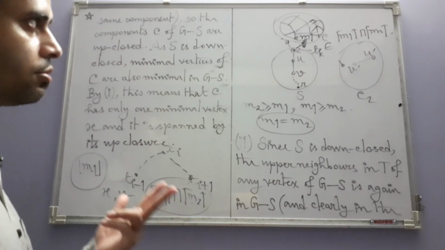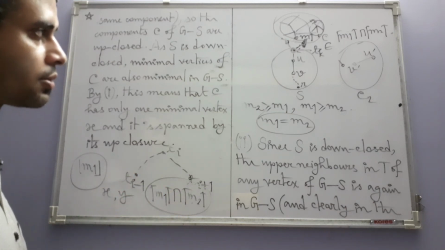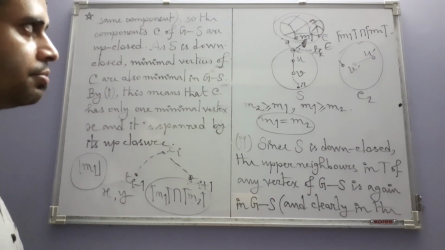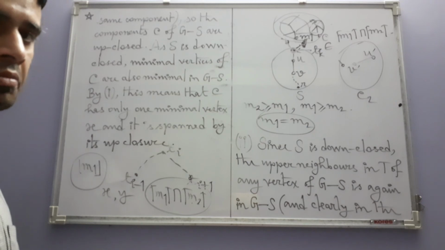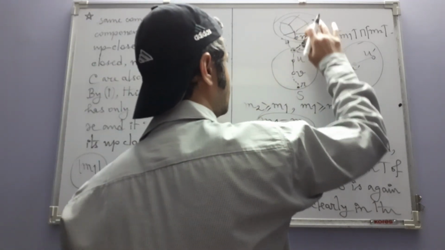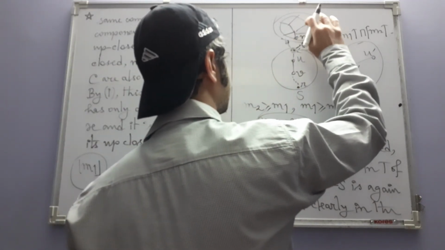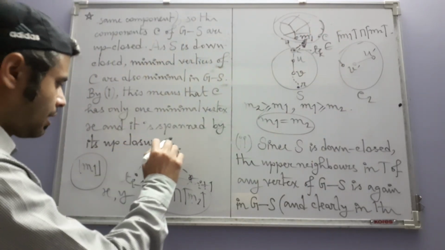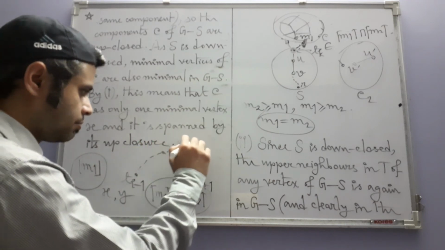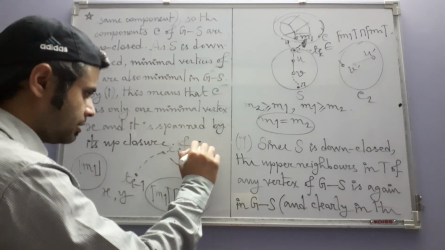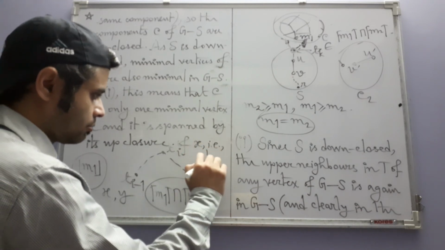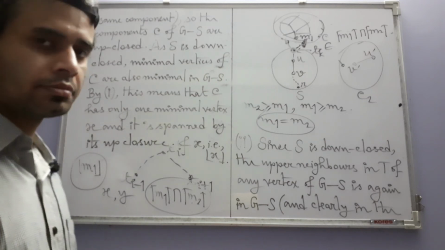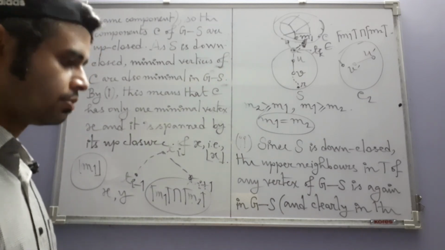Will that result in two different minimal elements? Every tree part will have a minimal element. Yes. So that's why this cannot happen, or you can argue slightly differently also. It is spanned by the up closure of X, that is this. Okay, so that completes the proof.